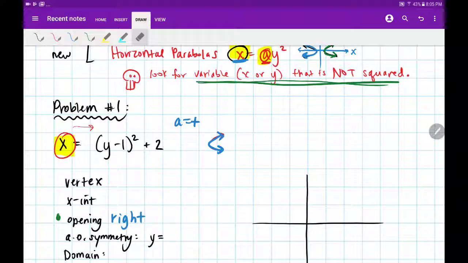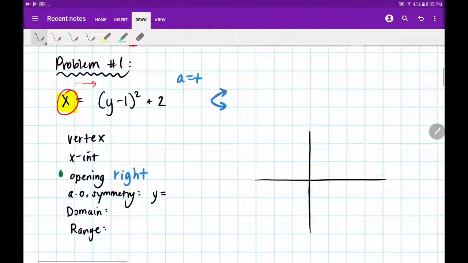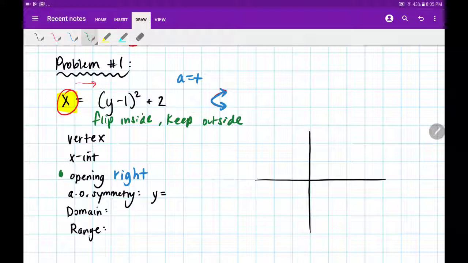Now that we know it's opening to the right, let's talk about our vertex. Our vertex, as always, is going to be found by flipping the inside and then keeping the outside number. But a slight change, okay? Before, we would flip the inside number and put it right here in the x spot. But notice that now the inside number is grouped with the y. So that means that when our vertex is x comma y, when we flip this inside number, we need to keep it with its buddy, which is y. So I'm going to flip that. It's going to become a positive 1, but it goes right there in the y position. And then we're going to keep the outside number, which is 2.